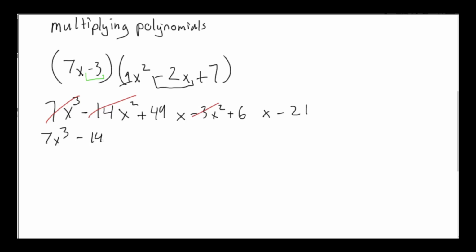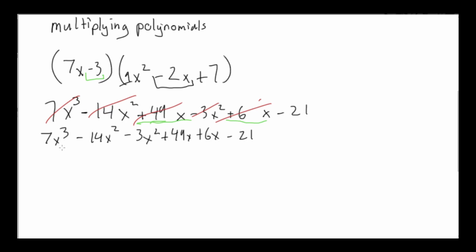Minus 14x squared minus 3x squared. And then we're going to move right down to our first power. Well, that is positive 49x, positive 6x, plus 49x plus 6x. So we can cross those out. And all I'm left with is my constant of negative 21.